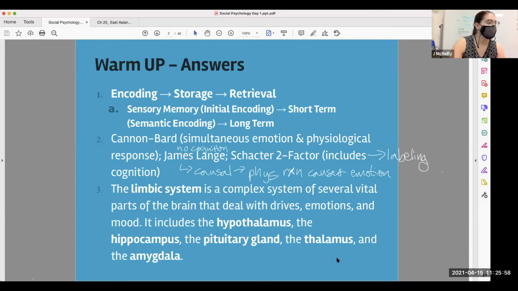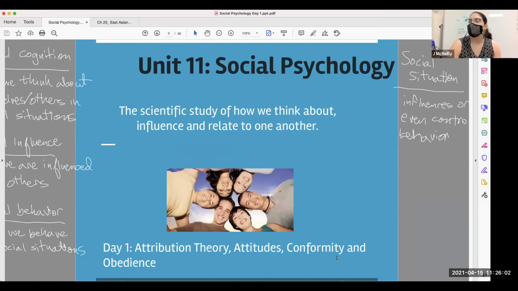Are we good on the warm-up? All right, then let's start the unit. This unit is, well, it's supposed to say unit 9. It used to be unit 11 and also unit 14. There's been a lot of changes in the curriculum. So this is unit 9, social psychology. And social psychology is just the scientific study of how we think about, influence, and relate to one another.